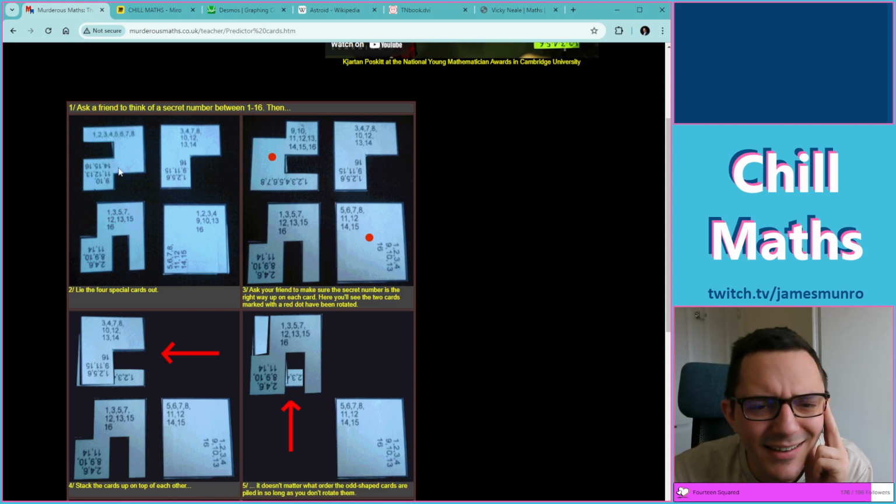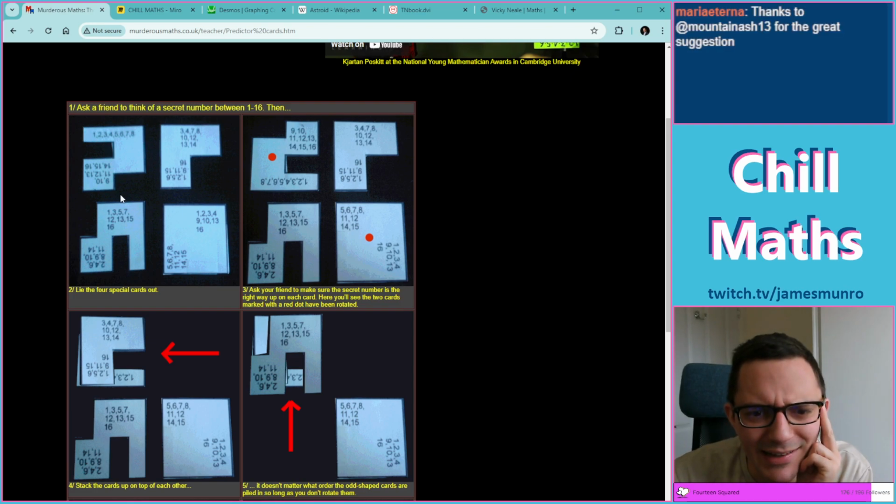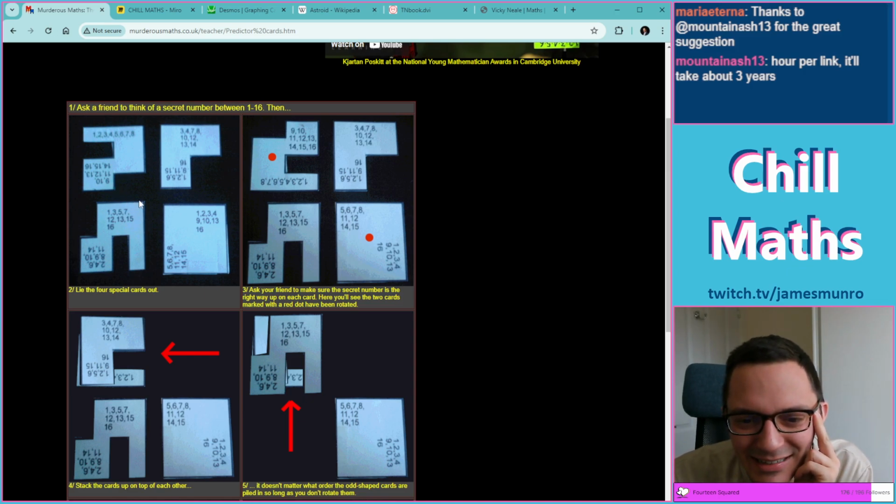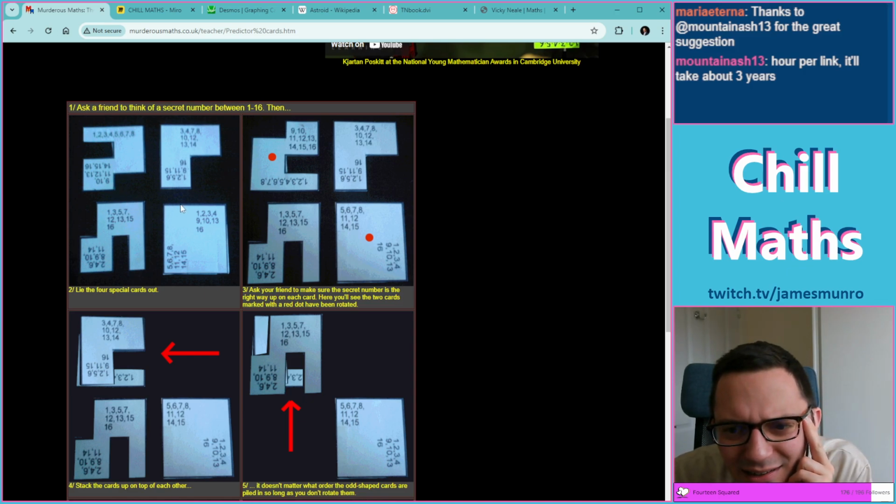What's going on here? So this top one's got the numbers 1 to 8, and then upside down it's got the numbers 9 to 16. It was quite a busy website. And then what is this? Make sure the secret number is the right way up on each card.